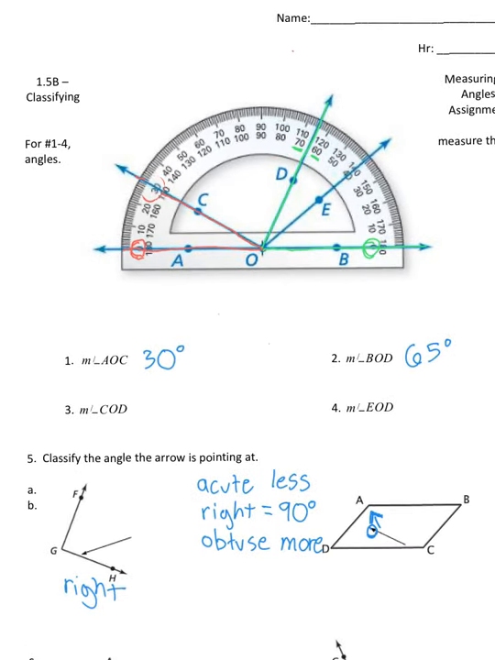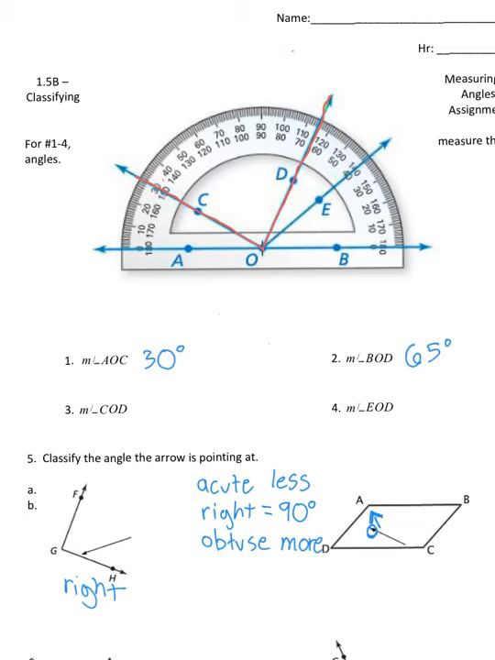For number 3 and 4, you just got to look at the protractor and try to figure out the measure. So let's look at COD. Let me erase this and highlight COD. COD is here. In a normal world, we would use the protractor and rotate the protractor, but we can't do that here. So we would have to subtract.